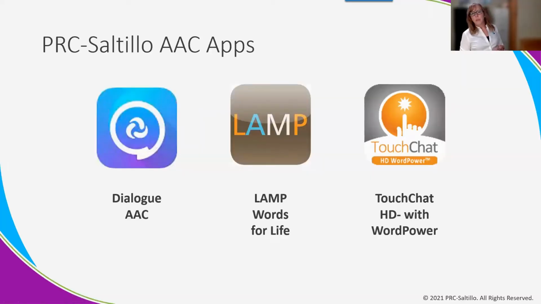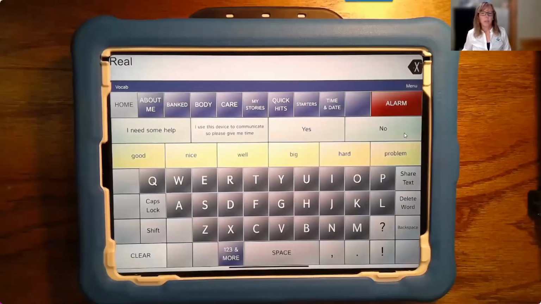Next, we have LAMP Words for Life. This is based on that LAMP approach, or the Language Acquisition through Motor Planning. It's organized with that unique motor plan for each word that's programmed into the file. We have English as well as a Spanish English option available in LAMP Words for Life. So let's take a peek at that.